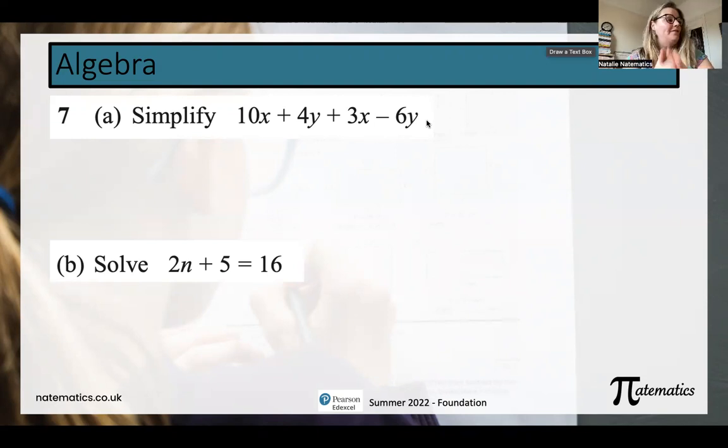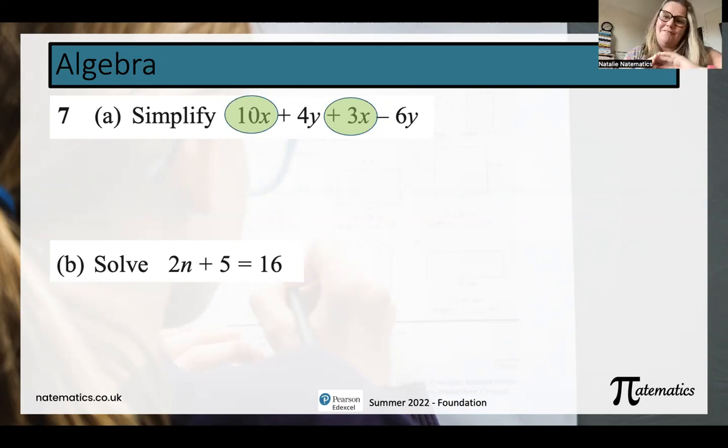So when we simplify, it's like collecting like terms. By like terms, we are talking about these X's and the Y's. So 4Y is a term, 10X is a term. So what we're doing is, I always say, look at the things that are the same. So they have the same letter, and the power to that letter is the same as well.